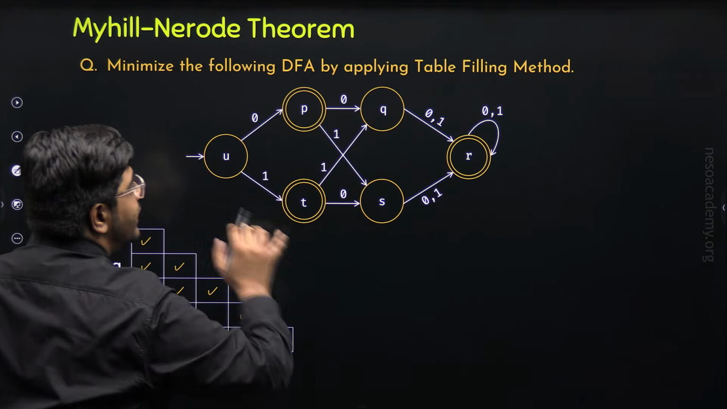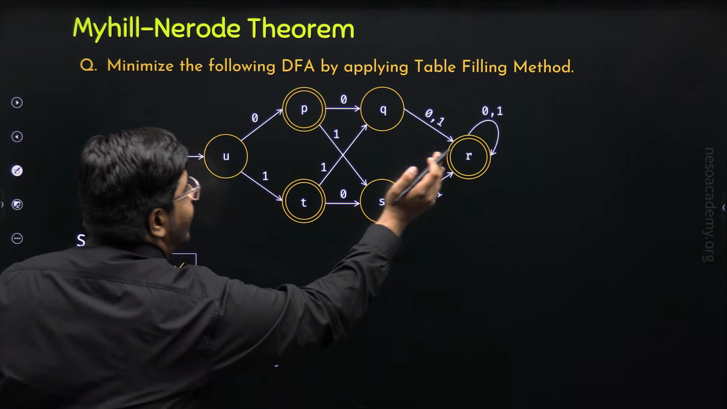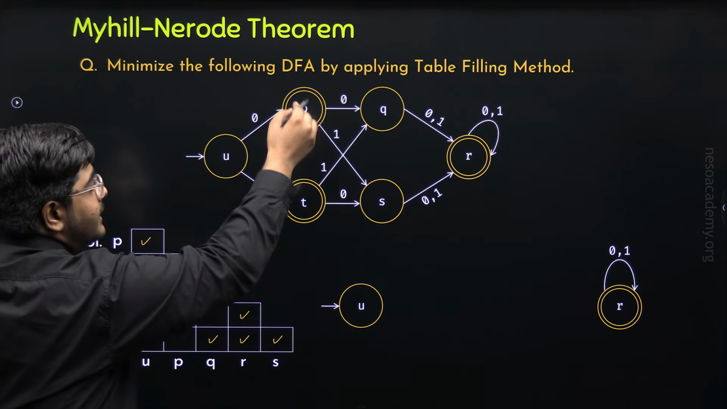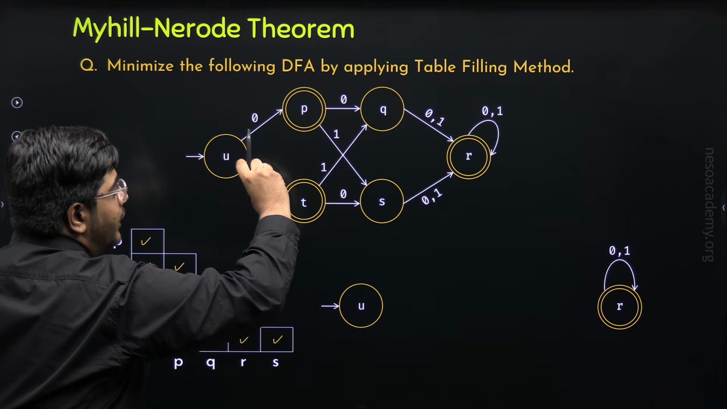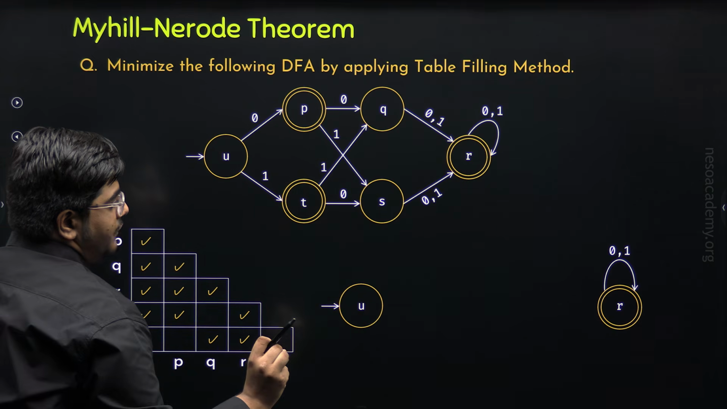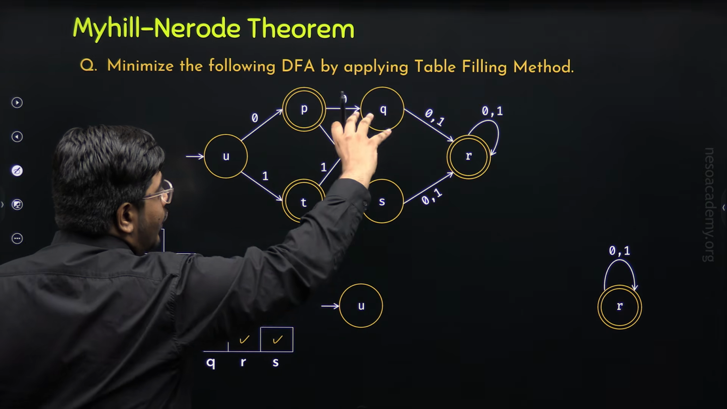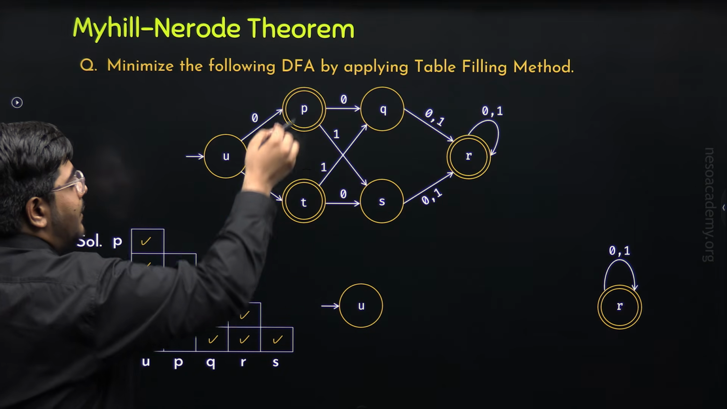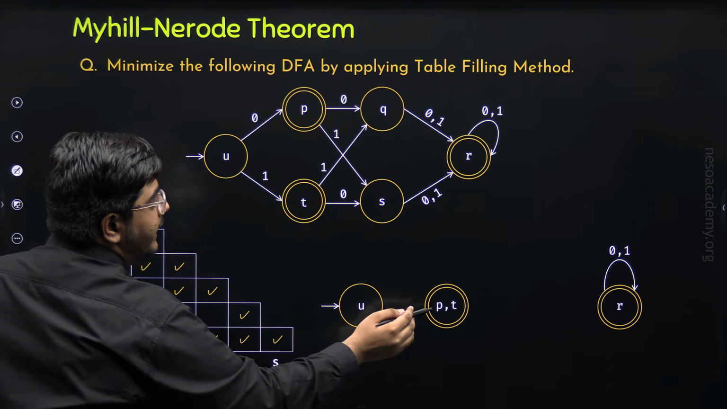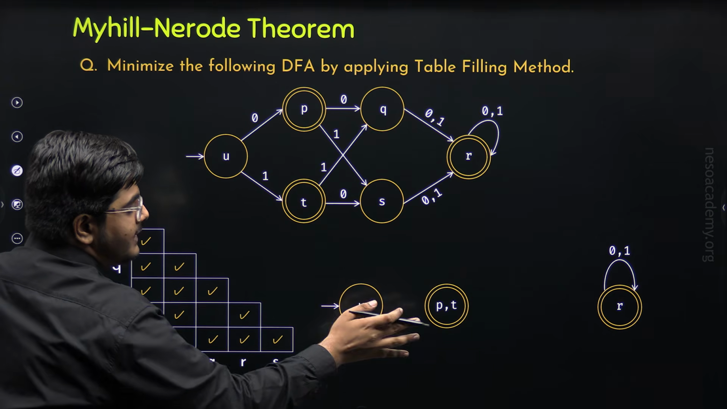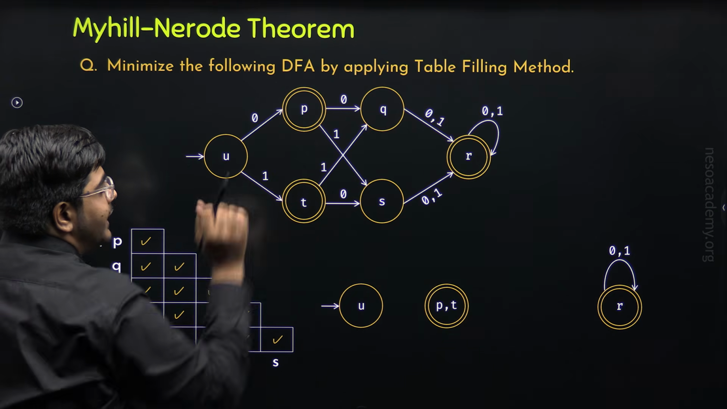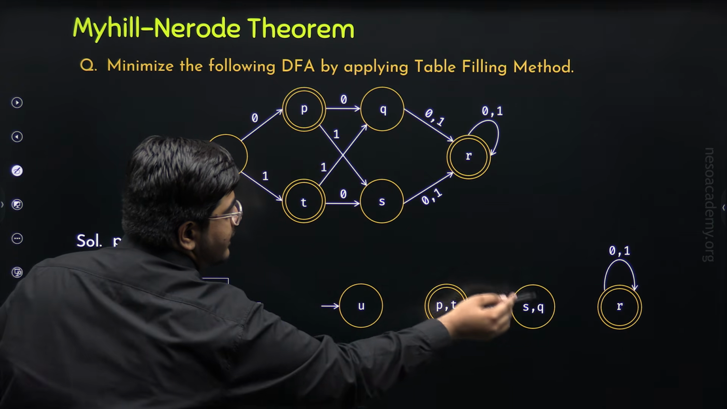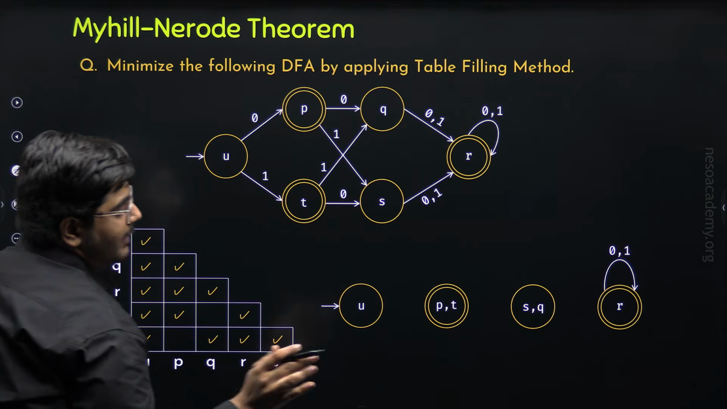That means from the original DFA, the states U and R will remain as it is in our minimized DFA also. But the states P, T will be combined together as a single state of the minimized DFA. Also, the states Q and S will be combined to form the single state of our minimized DFA. First, let's combine P, T and we will get PT. PT is the final state of the minimized DFA because P and T are the final states of the original DFA. Similarly, we can get Q, S combined as this particular state. So these are the four states of the minimized DFA.